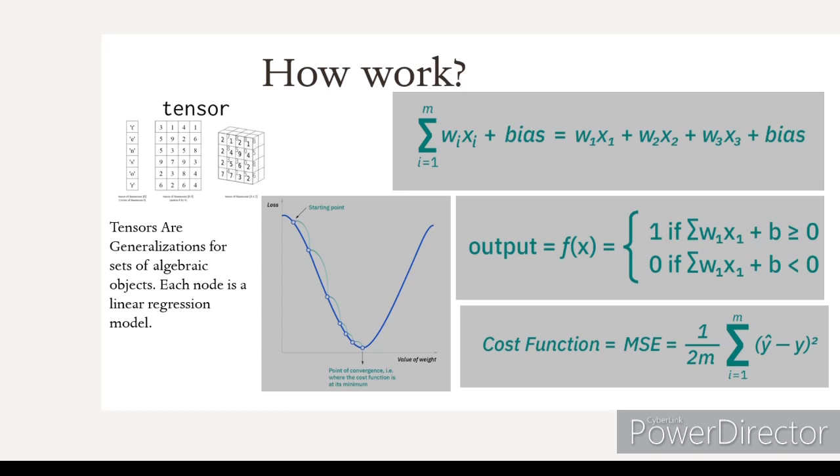Now, this is a simplified version with individual inputs and values, but this could be expanded with tensors, which are generalizations of sets of algebraic objects. A 1D tensor would be like an array, a 2D tensor would be a matrix, and a 3D tensor would just be called a tensor, which gets abstracted out to the generalization. They're extremely useful to develop large networks for TensorFlow.